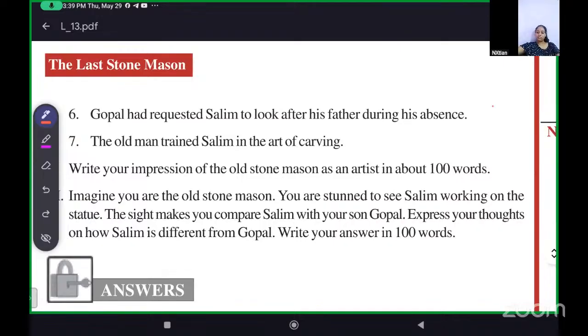False. The old man trained Salim in the art of carving. False. Very good.